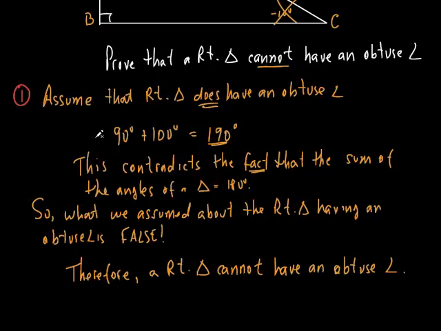Then we reason logically. So this right here is our logical reasoning. So I said, okay, let's make one of them obtuse. Let's add them up. I get 190 degrees. And then what did we do? We got a contradiction. Okay, we reason logically until you come up with a contradiction. And so at the very end, our third step says what we assumed about the right triangle being obtuse is false. Therefore, you cannot have an obtuse angle.